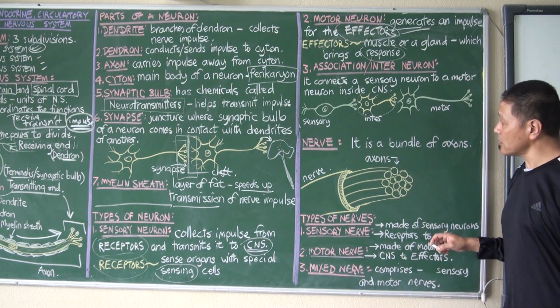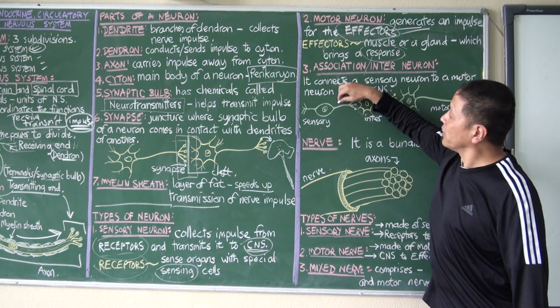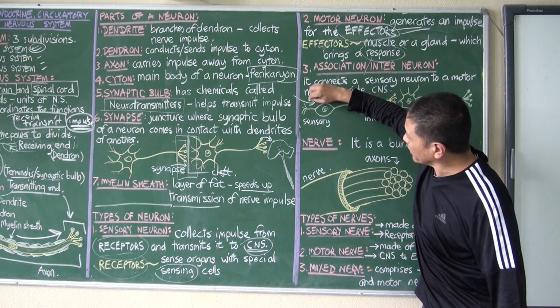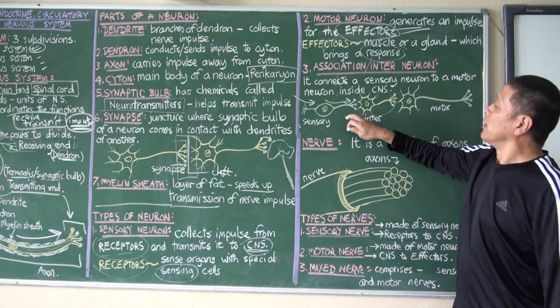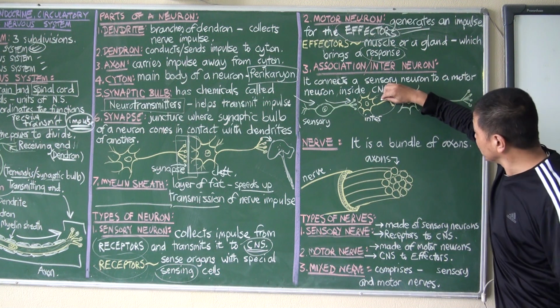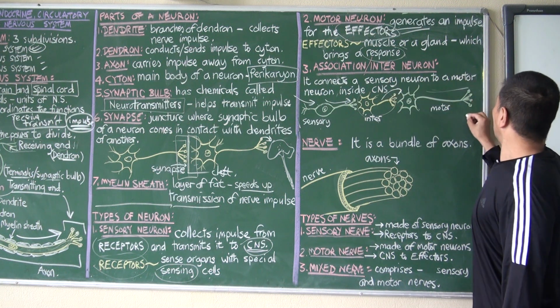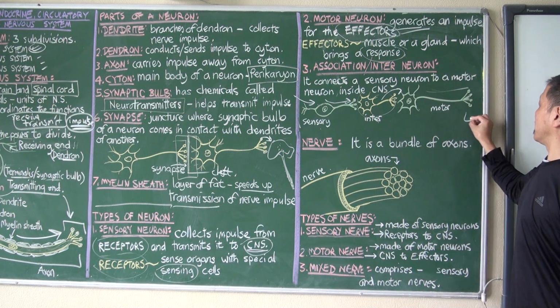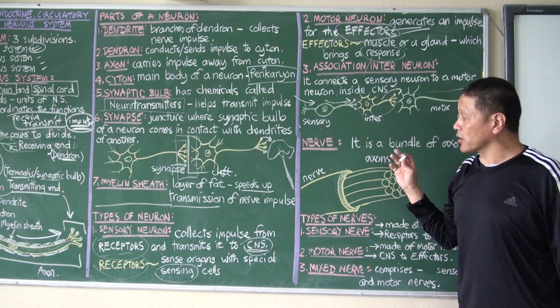Okay. So here is a sensory neuron, bipolar. It collects the information and drives it through the axon into the transmitters into the interneuron, and interneuron transmits this impulse into the motor neuron, which goes through the axon into the effectors to bring a response. So this is how it all works.